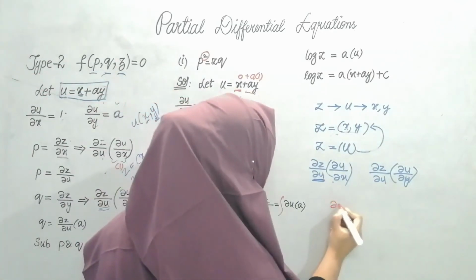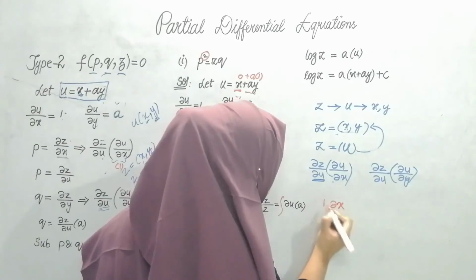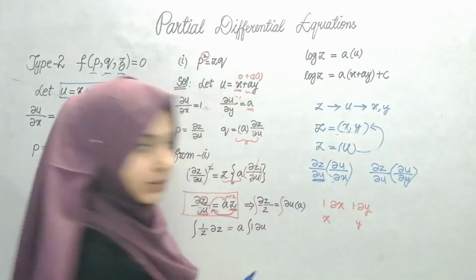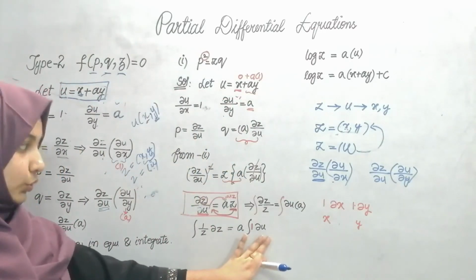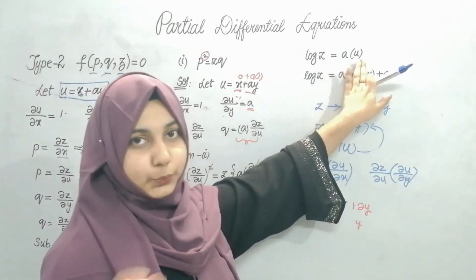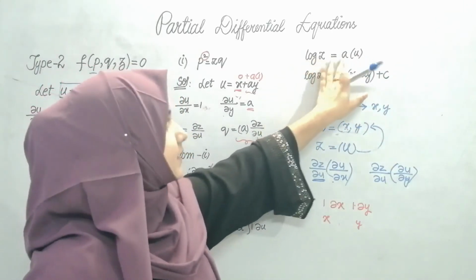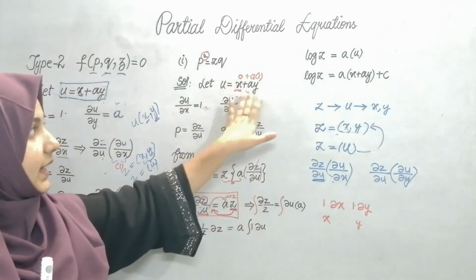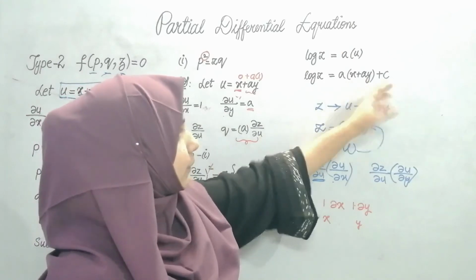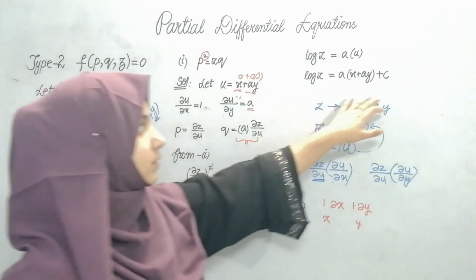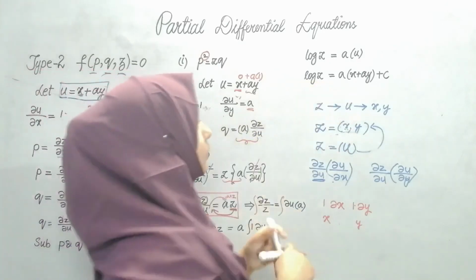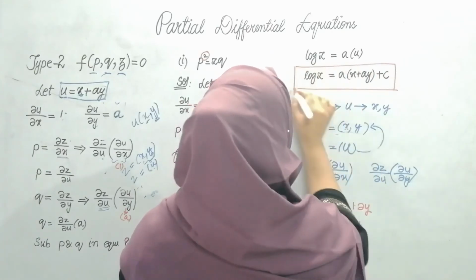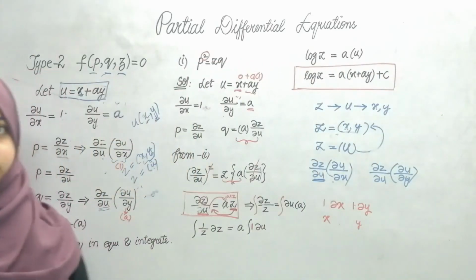If we were doing it with respect to x, the integration of 1 would get us x. Similarly, if we were doing it with respect to y, the integration of 1 would get y. Similarly, we are doing it with respect to u, so the integration of the constant 1 is u. Clear? So here log z is equal to a into u, but we know the value of u. Initially we considered u to be x plus ay. After integration we'll get a constant, so plus c. So log z is equal to a into (x plus ay) plus c is your final answer. Okay? Is your solution. Clear?